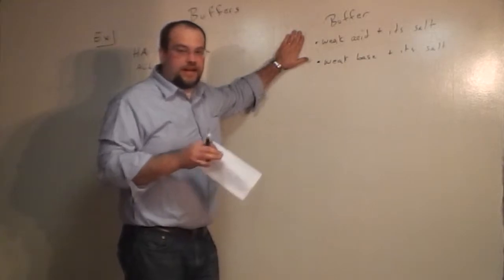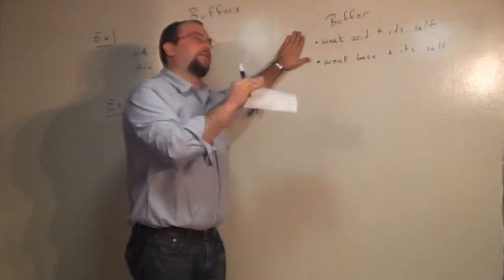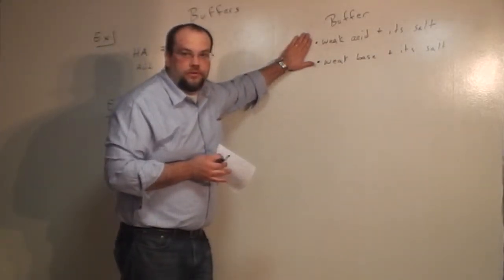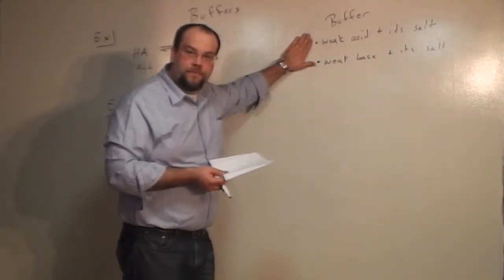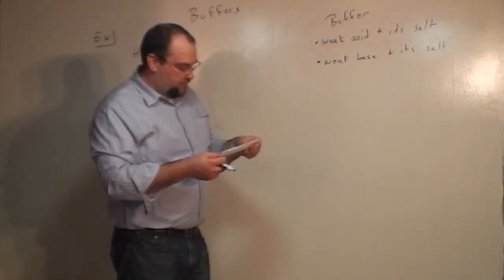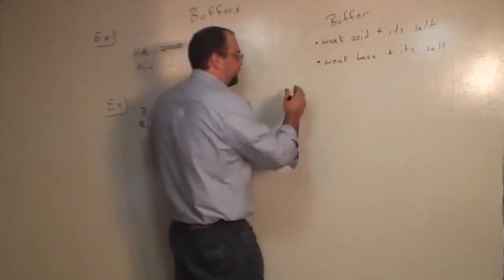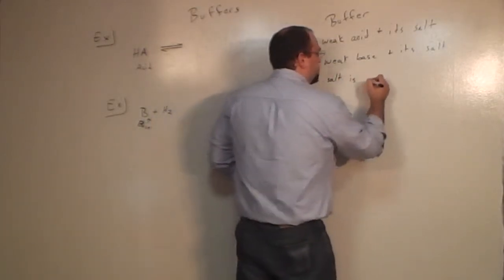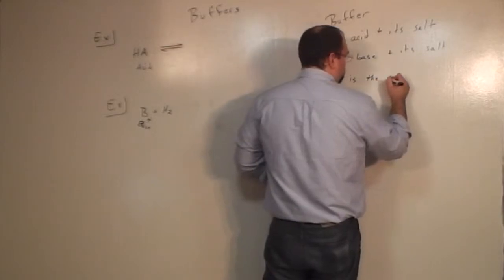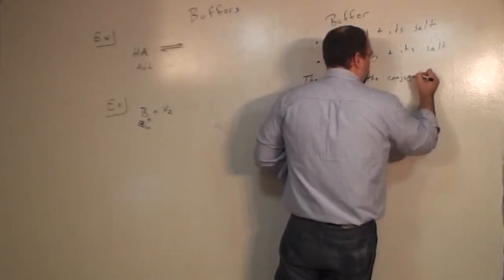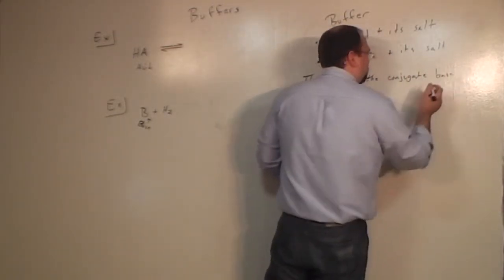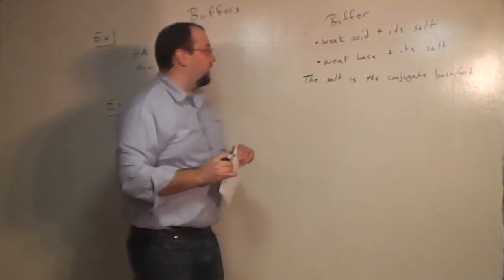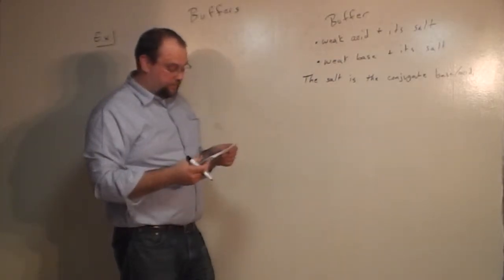Now there's other ways that have to do with reacting a strong acid with a weak base or a strong base with a weak acid. But these are the two big ways. You take an acid, a weak one, and put it with its salt. Now, the salt is going to be the conjugate base, or it could be the conjugate acid, depending on whether or not we're using a weak acid or a weak base.